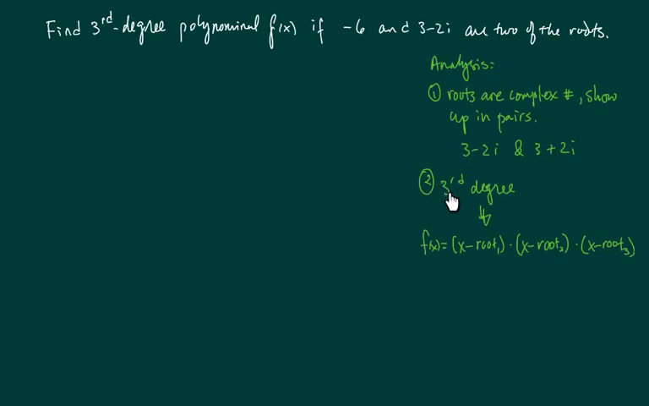Second one is this. If a third-degree polynomial is given, then the form looks something like this in a factored form: x minus root 1 times x minus root 2 times x minus root 3. As you can see, this x appears 3 times. The degree of the x term matches the degree of the polynomial.